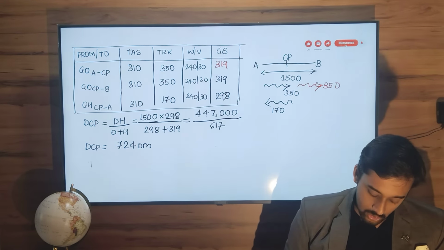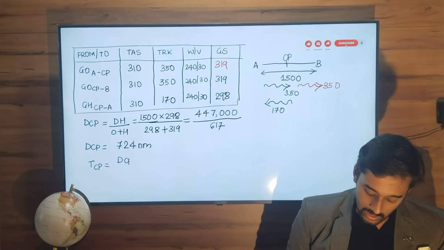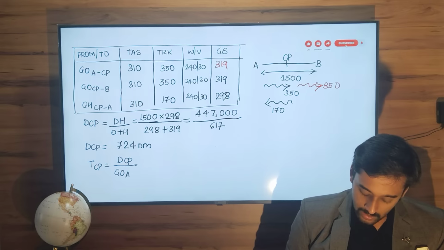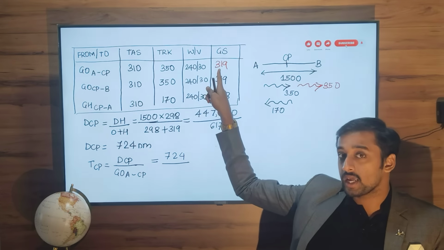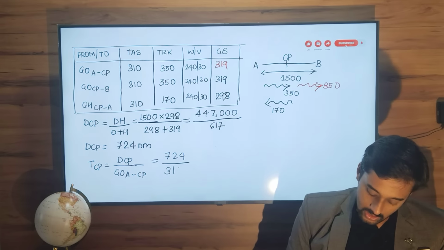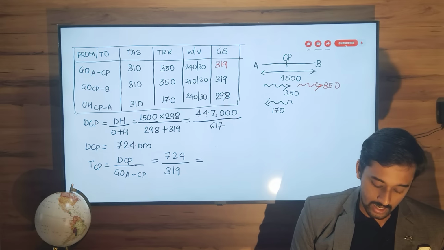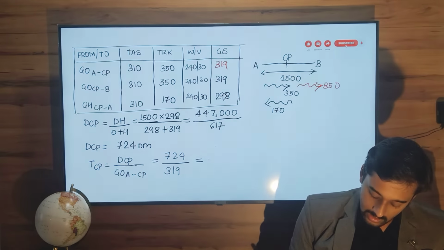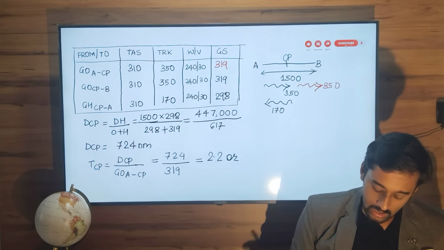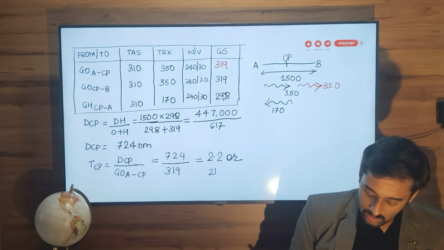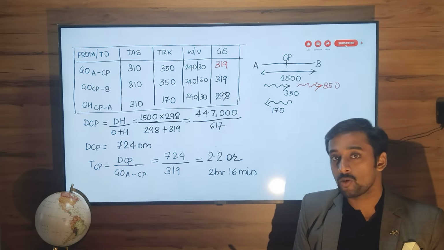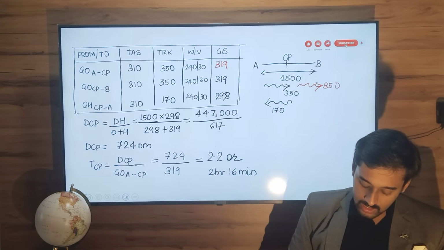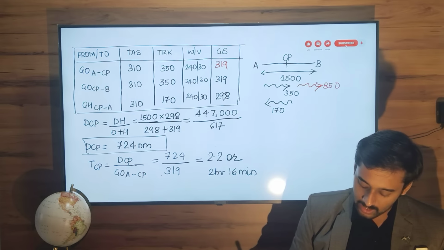Simple. Now let's find the time to critical point. It is distance to critical point divided by ground speed outbound from A towards critical point. So 724 divided by 319 is 2.2, or 2 hours 16 minutes. So that is your time towards critical point. This is the final answer, distance and time.